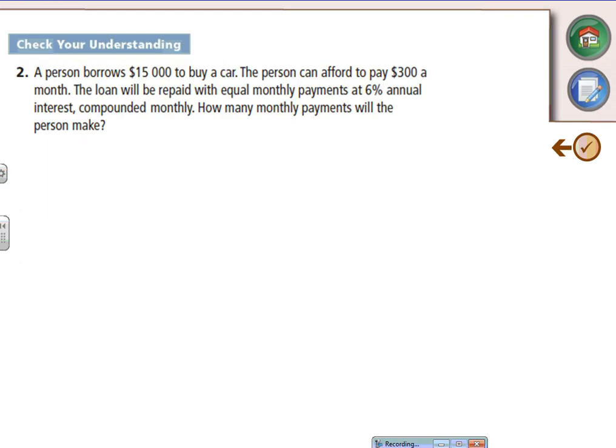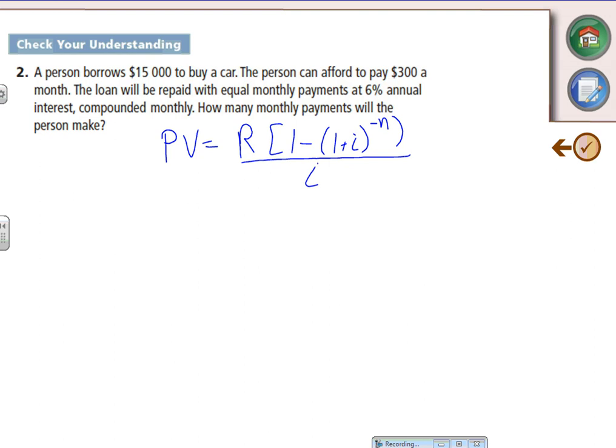So let's buy a car. We're going to use that formula. I get a car, 15 grand. I can only afford to pay $300 a month because that's all I have room for in my budget. So how long is it going to take me to pay this off if they're charging me 6% interest? Let's do the calculation. Start with your formula. P equals R times 1 minus 1 plus I to the negative n over I.